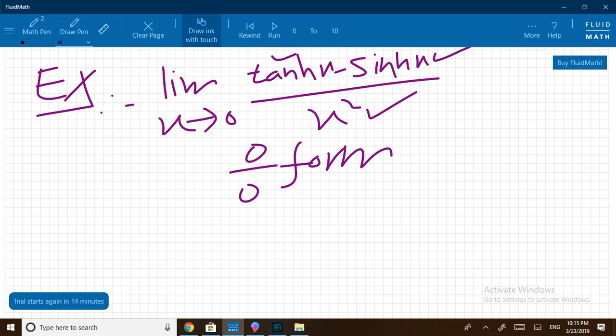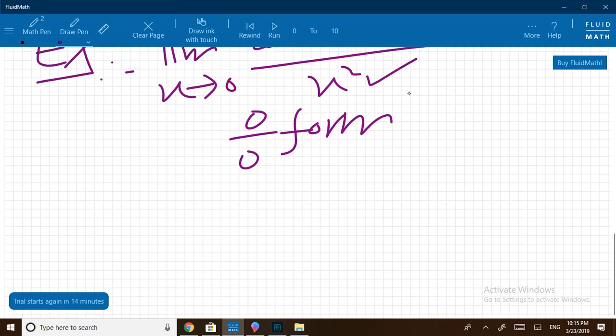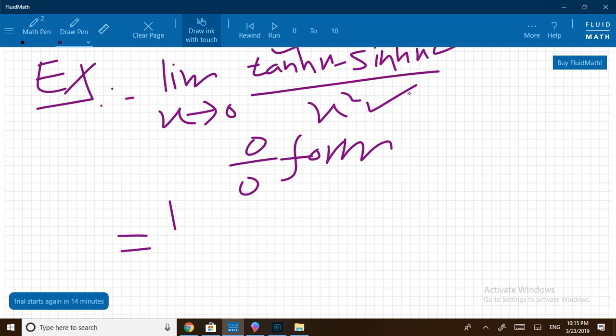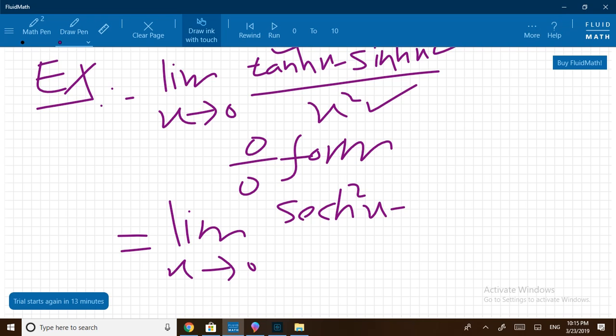And in case of indeterminate form, we apply the L'Hospital rule. And what is the L'Hospital rule? We take the derivative of the numerator terms and the derivative of the denominator terms. So after taking the derivatives, we get limit x approaches to 0, and the derivative of tanh x is sech squared x, and the derivative of sinh x is minus cosh x, and the derivative of x squared is 2x.